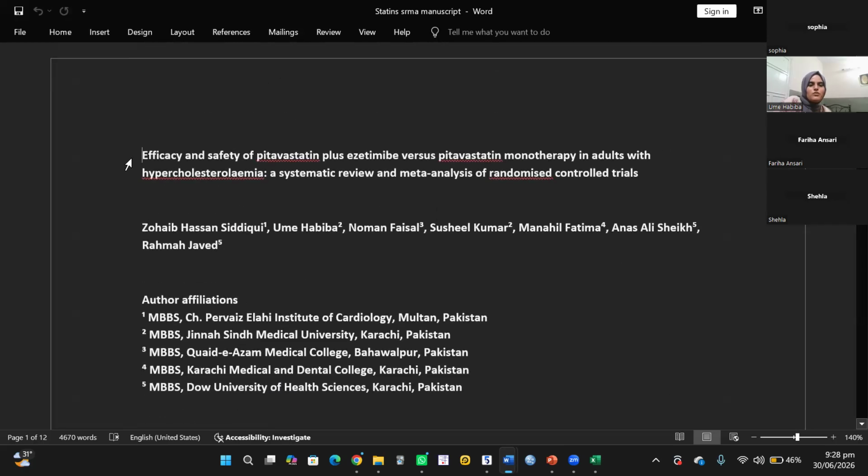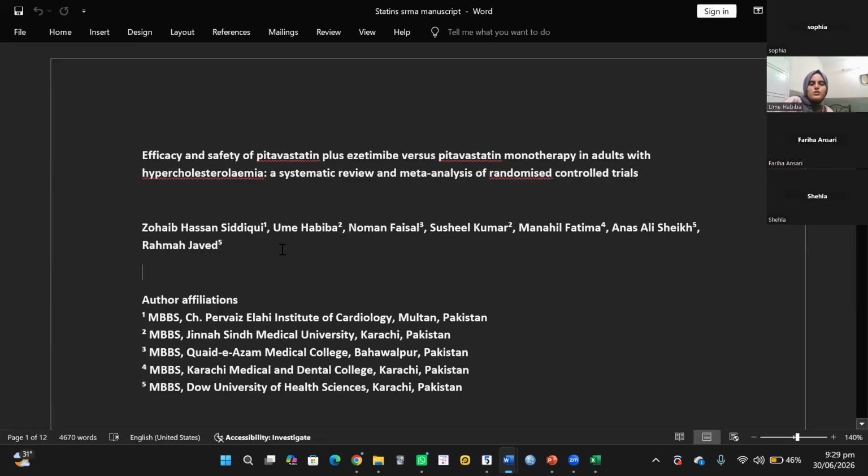Right, so here's the title, a concise title that tells your PICO, right? Efficacy and safety is the outcome. Pitavastatin plus ezetimibe is the intervention. Your control is the pitavastatin monotherapy, and your population is hypercholesterolemia, right? And I'm only including randomized control trials.